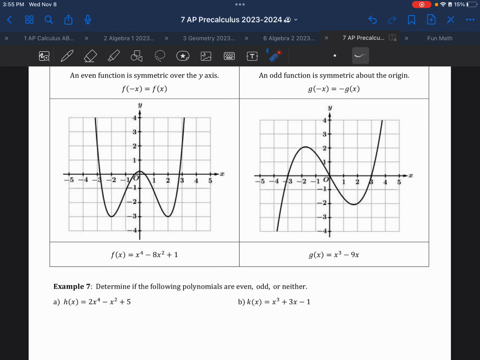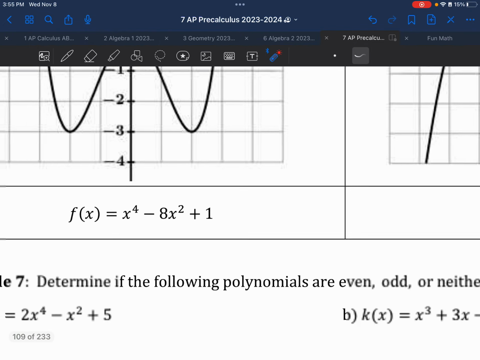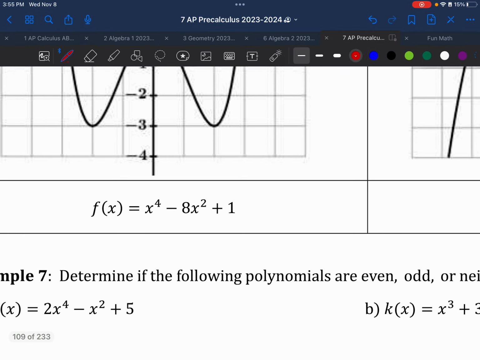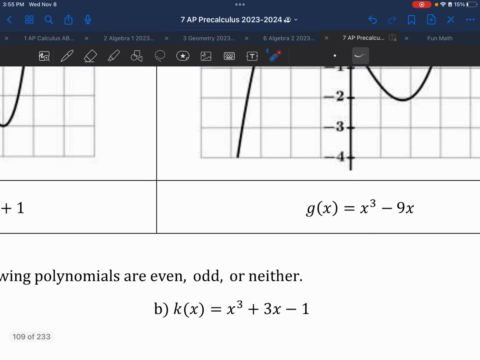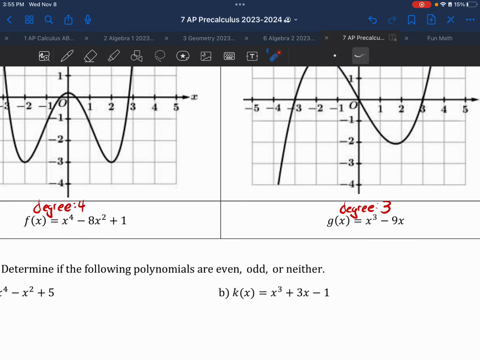This is an even function because, check it out, the degree here, I'll write it down here, the degree here is 4. And because that's an even degree, we have an even function. Over here, we have a degree 3. Because the degree is odd, this function is also odd. All right, nice to know.